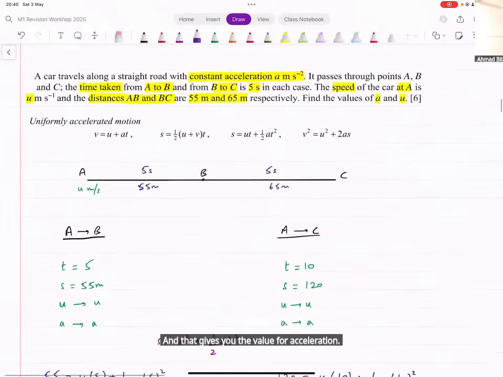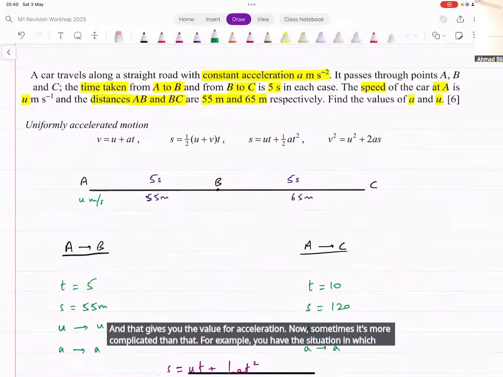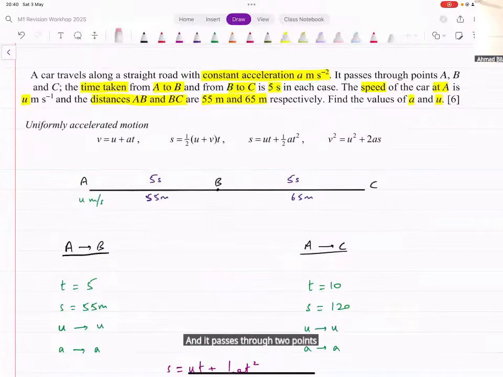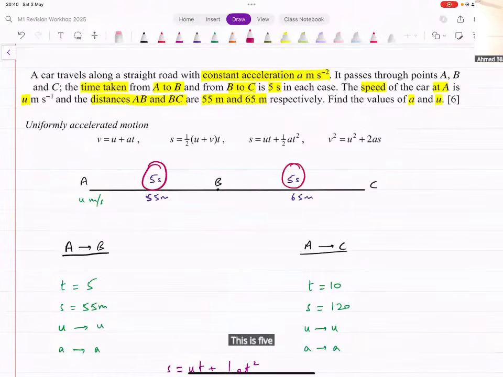Now, sometimes it's more complicated than that. For example, you have the situation in which you are given that a car is traveling at constant acceleration, and it passes through 3 points A, B, and C. The time taken to go from A to B and from B to C is 5 seconds. This is 5 seconds. This is also 5 seconds.